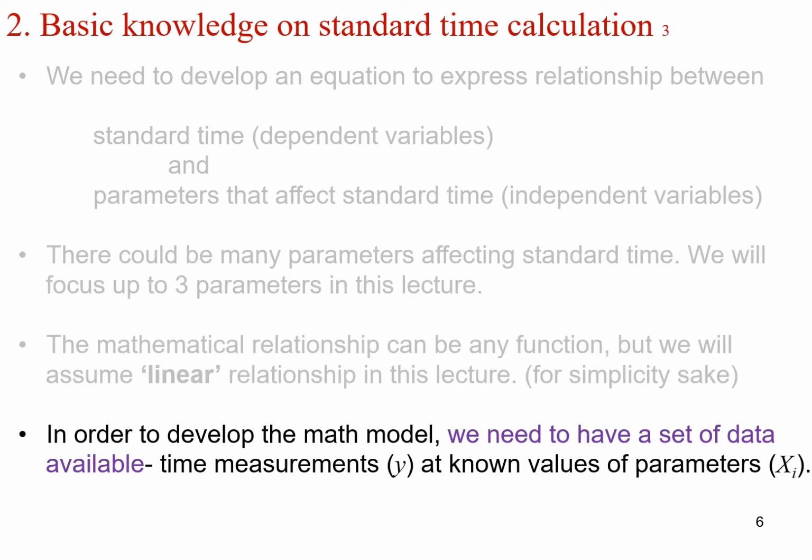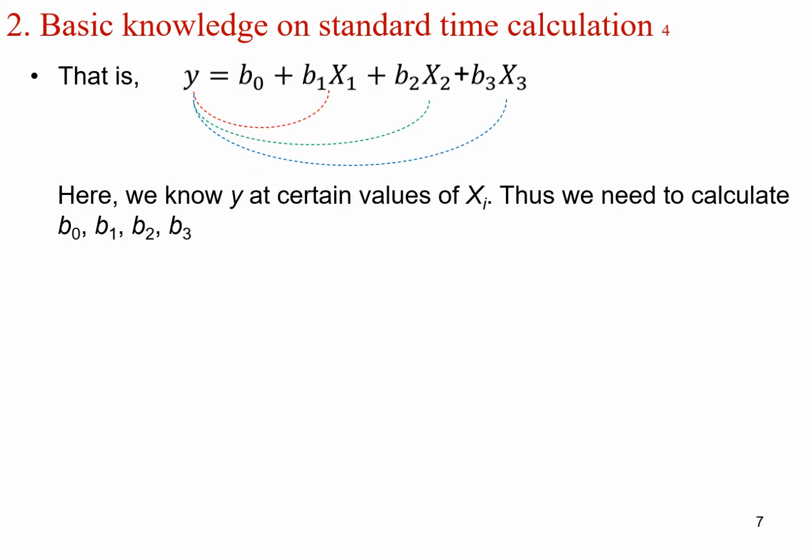In order to develop the mathematical model, we need to have a set of data available, time measurements as in y, and known values of parameters as in x sub i's. If the standard time y depends on 3 parameters x1, x2, and x3, and we assume a linear relationship between y and all x, we can express the relationship between y and x as this equation. B0, B1, B2, and B3 are constants that we need to calculate.